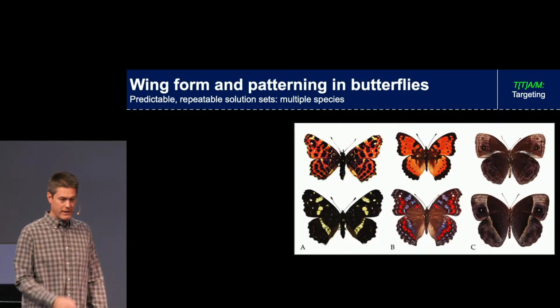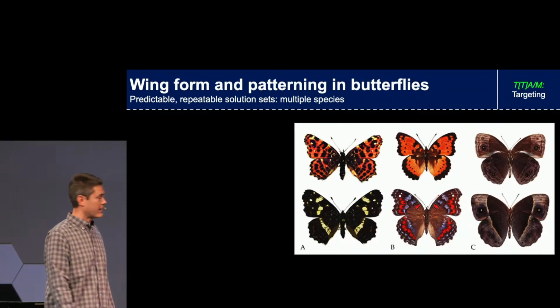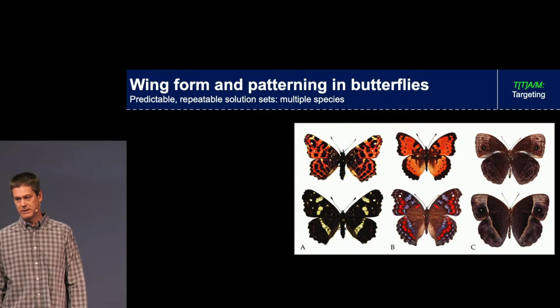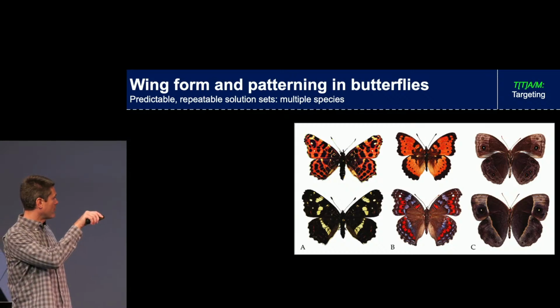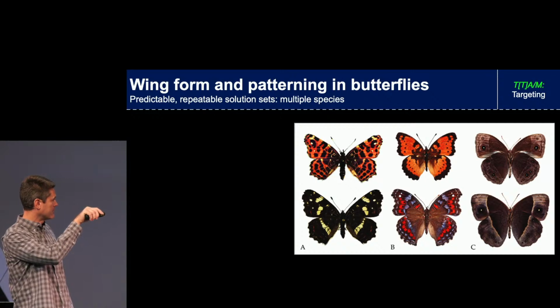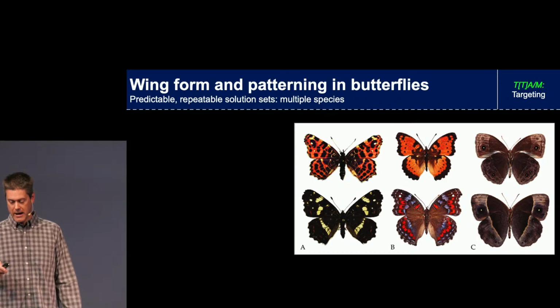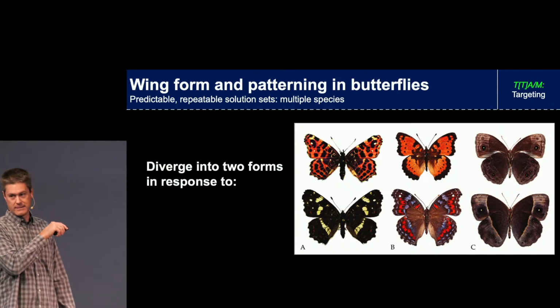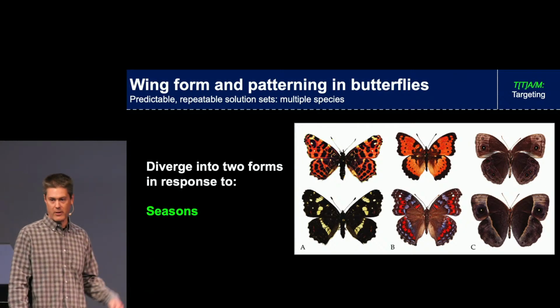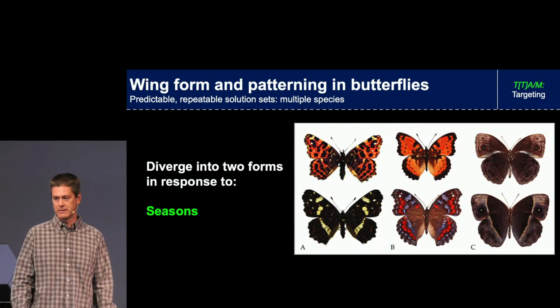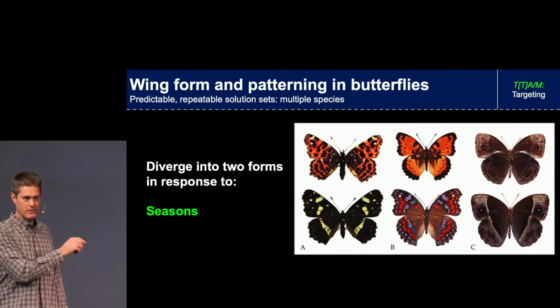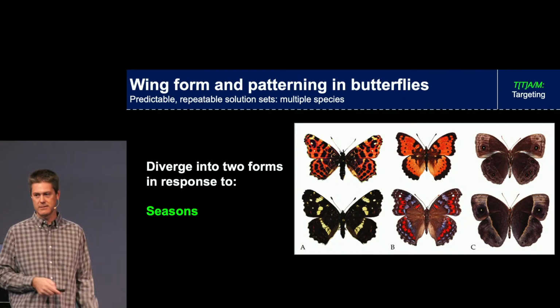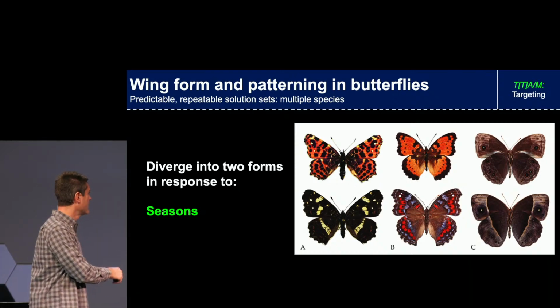Let me give you another example. Now, you might think you're looking at 6 different butterflies here. You're actually looking at 3 different species. Each species has 2 forms. This is one species, that's another species, that's another species. They have change in color and wing pattern, and that is dependent on or triggered by change in seasons. So if they're born in the fall, they've got one. If they're born in the spring, they've got another. Same genes, same species, 2 different solution sets to the environment they find themselves in.